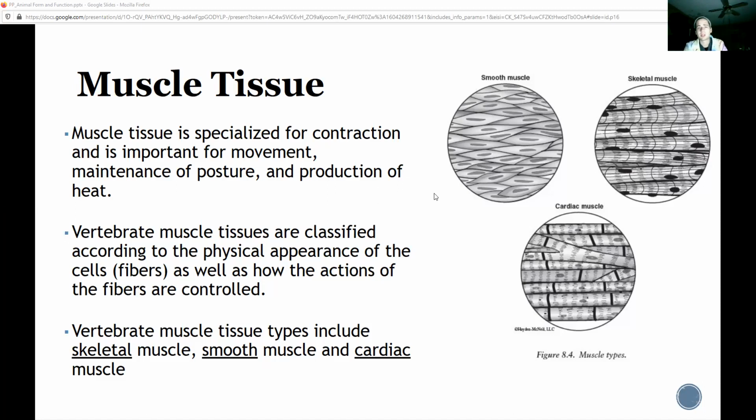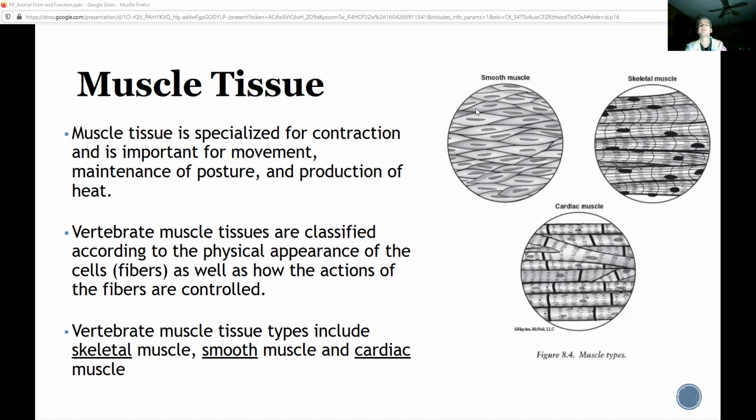So muscle tissue is specialized for contraction and is important for movement, maintenance of posture, and production of heat. Vertebrate muscle tissues are classified according to the physical appearance of the cells, as well as how the actions of the fibers are controlled. Vertebrate muscle tissue types include skeletal muscle, smooth muscle, and cardiac muscle. So going back to this, they're classified according to physical appearance. Okay, if we look at these examples, just right off the bat, they all look different.